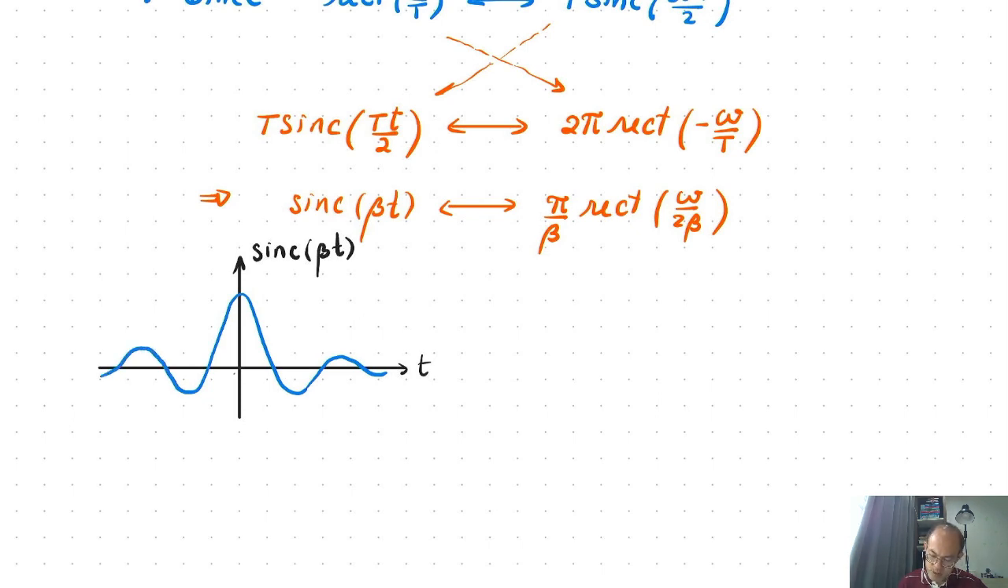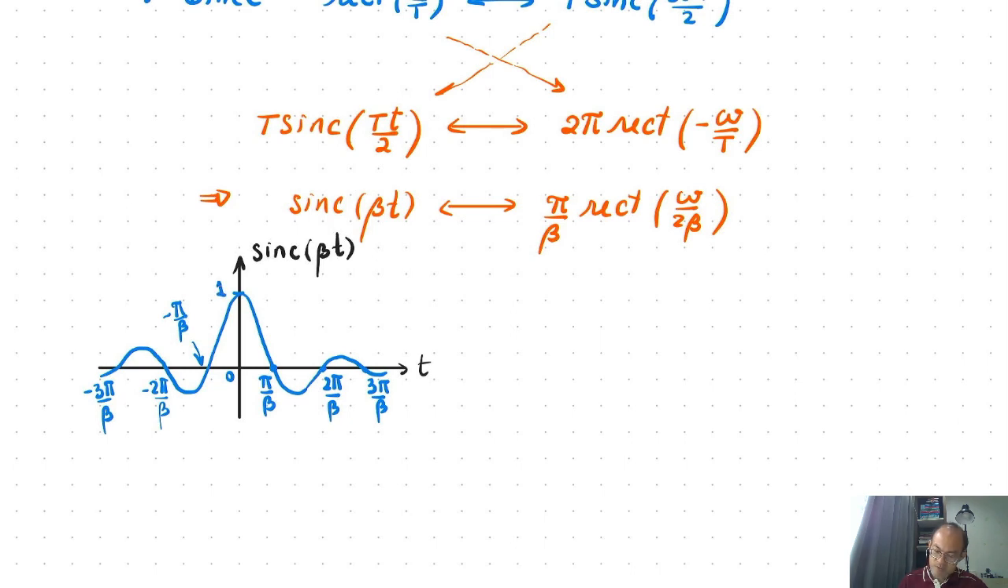Okay, now the zero crossing is at pi over beta here, and this is 2 pi over beta. This is 3 pi over beta. Now this is minus pi over beta. This is minus 2 pi over beta. This is minus 3 pi over beta. Now these are the zero crossings of the sinc signal, and this is 1.